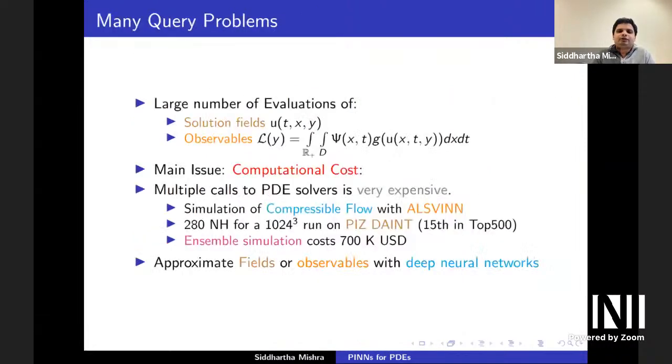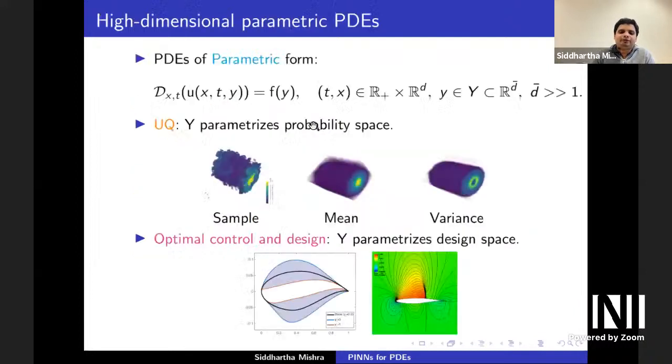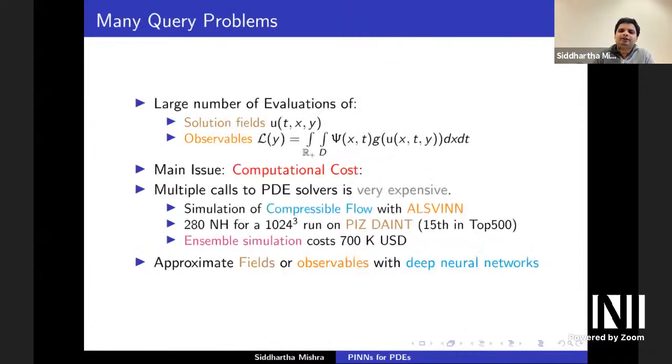Now, what you're interested in is computing the solution field as a function of parameters, or computing observables, for instance the lift, drag, quantities of interest, linear functionals, as a function of parameters. And the issue, of course, is computational cost, because for many of these parameters, for instance hundreds or thousands of these design variables or uncertainty parameters, we need to compute so that we can get statistics or we can do design. So we have to call them multiple times. That's why these are called many query problems.